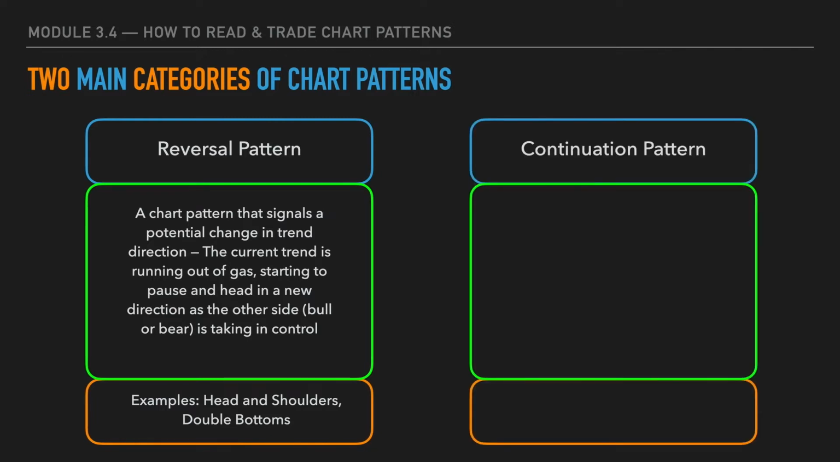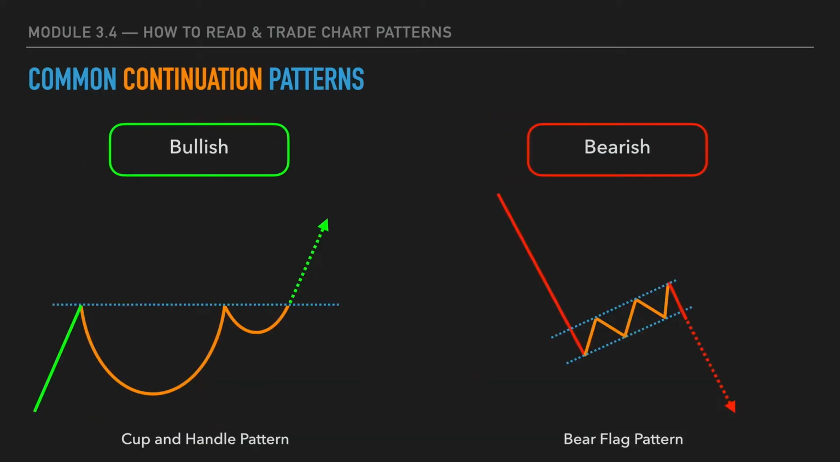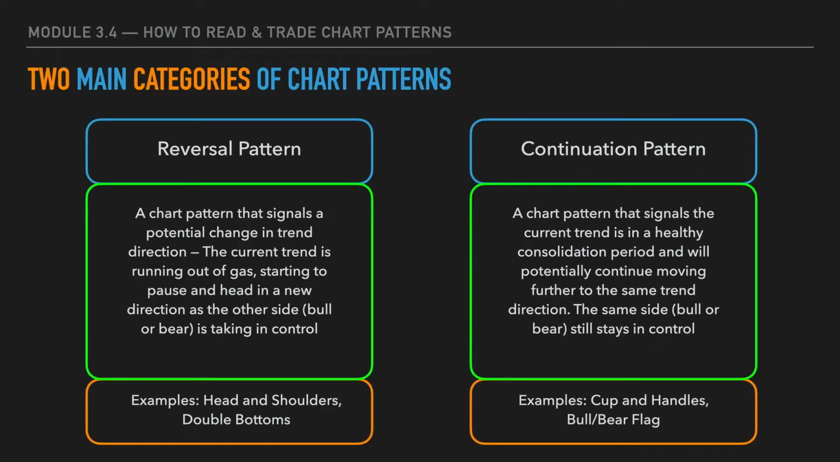The second category is called the continuation pattern. This is the type of pattern that signals the current trend is in a healthy consolidation period and will potentially continue moving further in the same trend direction. Two famous examples are the cup and handle pattern and the bull-bear flag pattern. A cup and handle pattern is considered a bullish trend continuation pattern. It's also one of the most popular patterns that can give traders great breakout trade setups. On the other hand, a bear flag pattern is a typical bearish trend continuation pattern. So these are the two main categories of chart patterns.